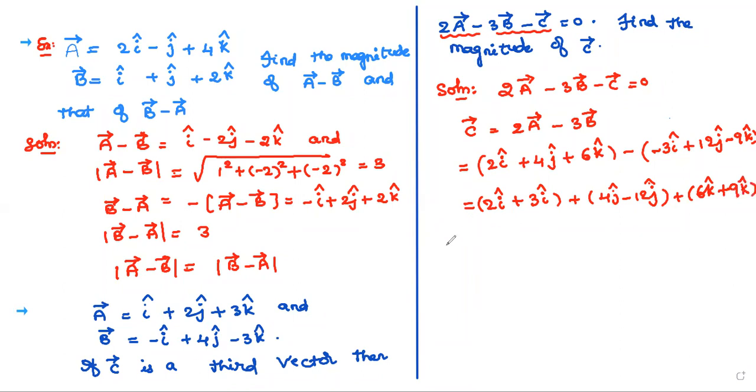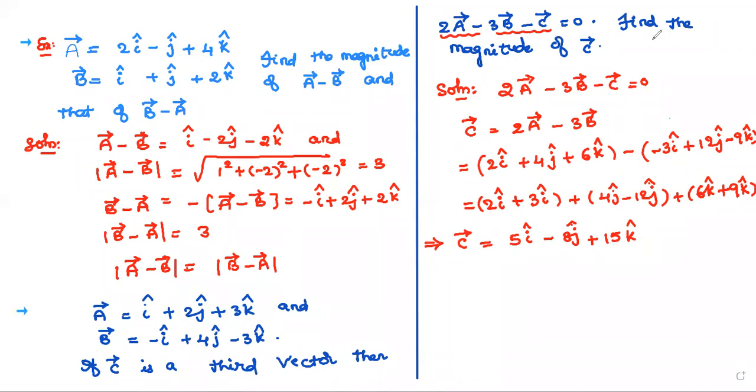Okay. Now you can say, how much is C bar? That implies C bar equals 2 I cap plus 3 I cap, which is how much? 5 I cap. Here 4 minus 12 is minus 8. So plus of minus, minus 8J cap. And then followed by how much? Plus, this is 15K cap. Very good, 15K cap. Now finally you found C bar in vector form, IJK form.